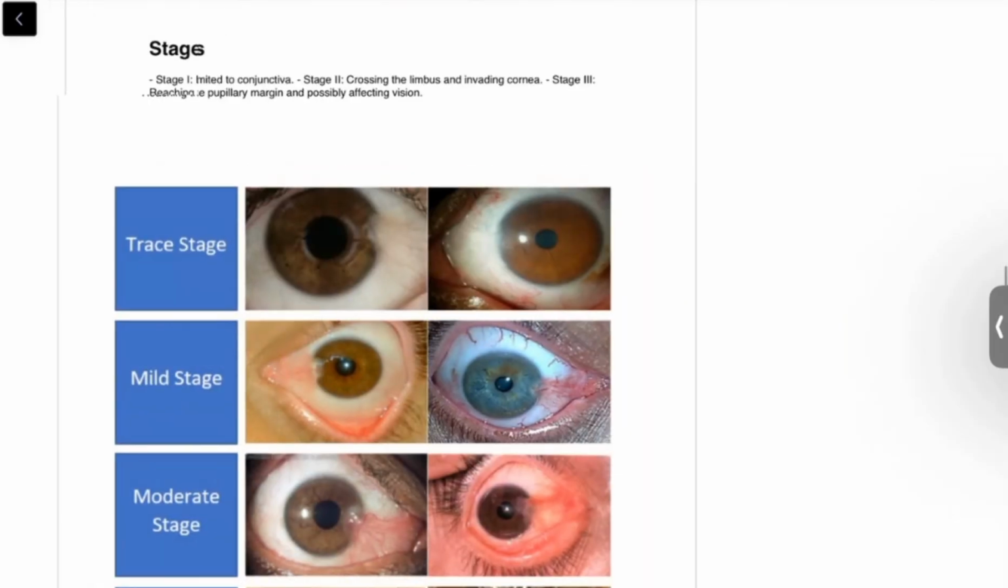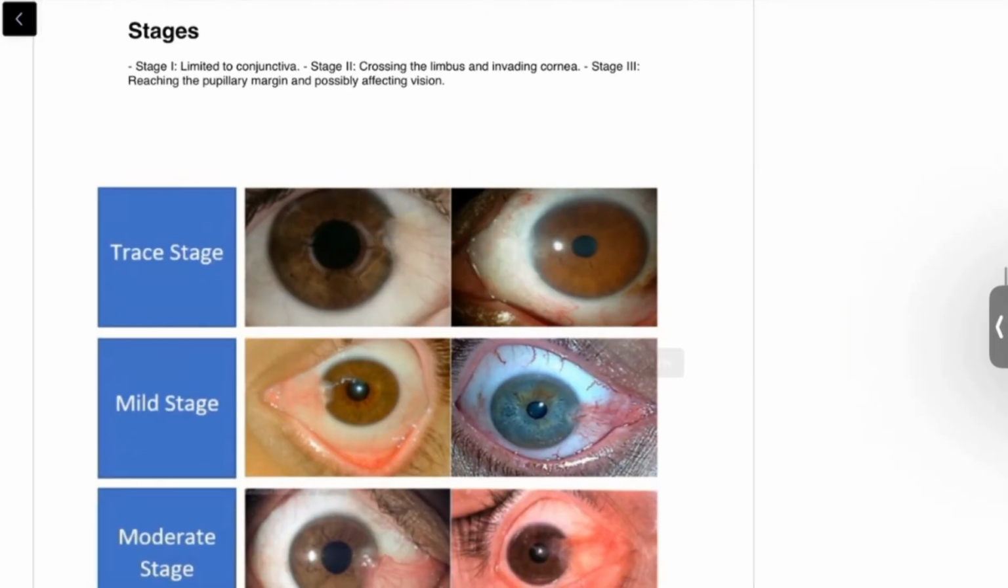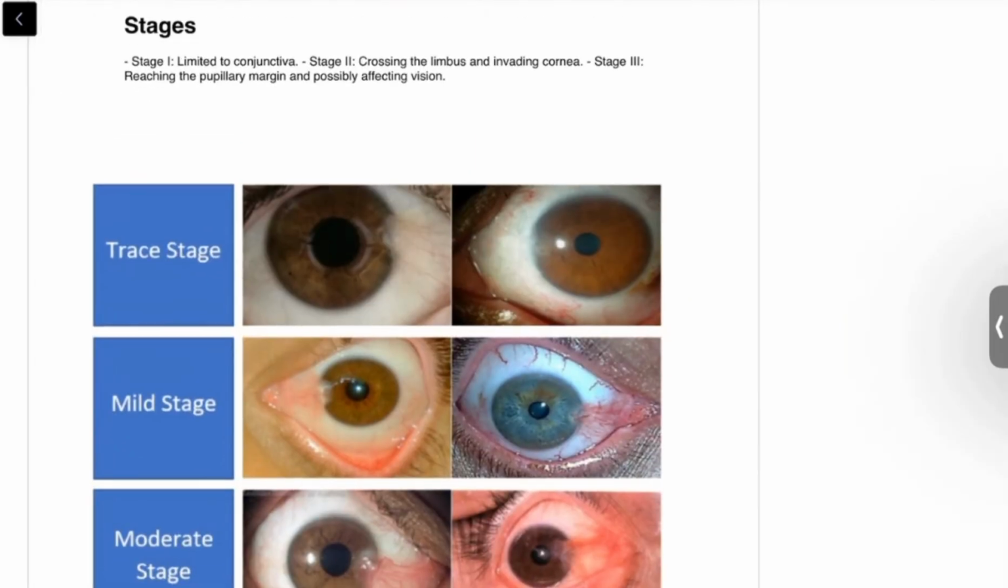Okay, so there are certain stages of pterygium which you can define based on how far the pterygium has developed from the conjunctiva to the cornea. So in stage 1, the pterygium is limited to just the conjunctiva.